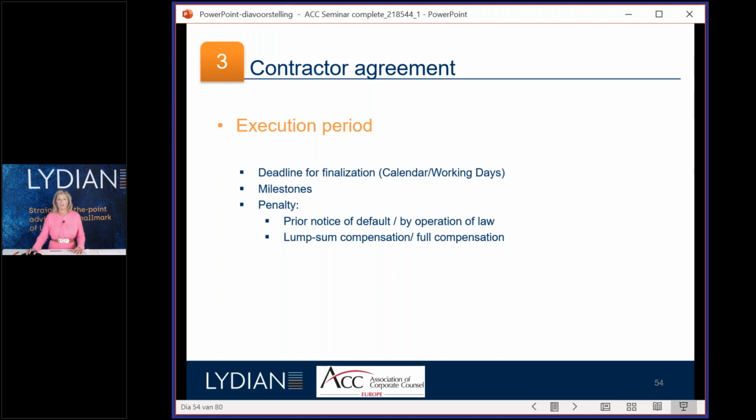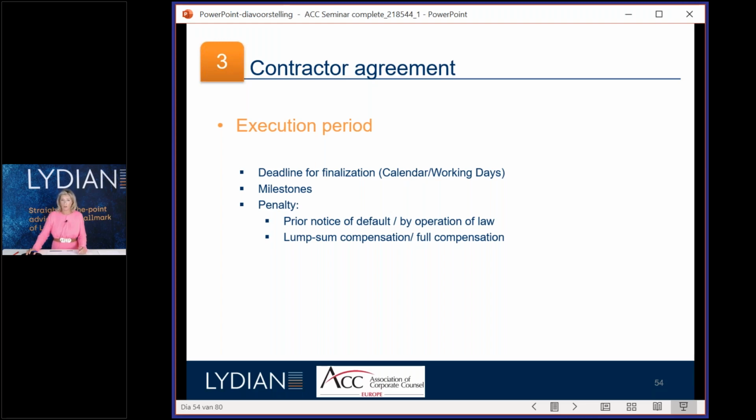The deadline for finalization will be mentioned, of course, in the contractor agreement. It can be expressed in calendar days or in working days. For large construction projects, we generally see that milestones are defined, and they will be annexed to the contract. And of course, we're talking about penalties in case of late performance. What you should think about is, will a prior notice of default be required in order to start running the penalties for late performance, or will they be due by operation of law?